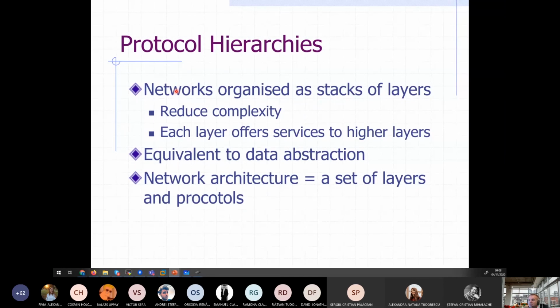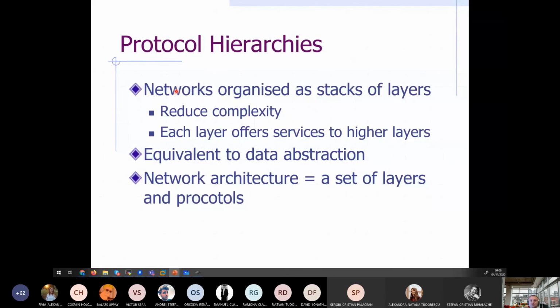Exactly the same thing happens with communication protocols, and networks are organized exactly the same way as a stack of layers in order to reduce complexity and in order to isolate the type of service that each component gives to components that are linked to it. Exactly like, because you did object-oriented programming, or similar to the way things are done in an object-oriented way with encapsulation.